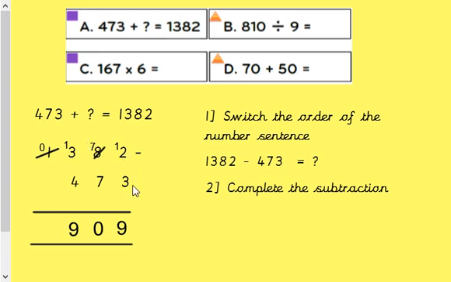So 2 take away 3 you cannot do, so you need to exchange from the next column, which makes 1. And then we've got 12 take away 3 is 9. Now we then come to this column. 7 take away 7 is 0. And then over here, 3 take away 4 we can't do, so we will need to exchange from that column, and it makes it 13 take away 4 is 9. Over here now we have nothing left, so our answer then would be 909.